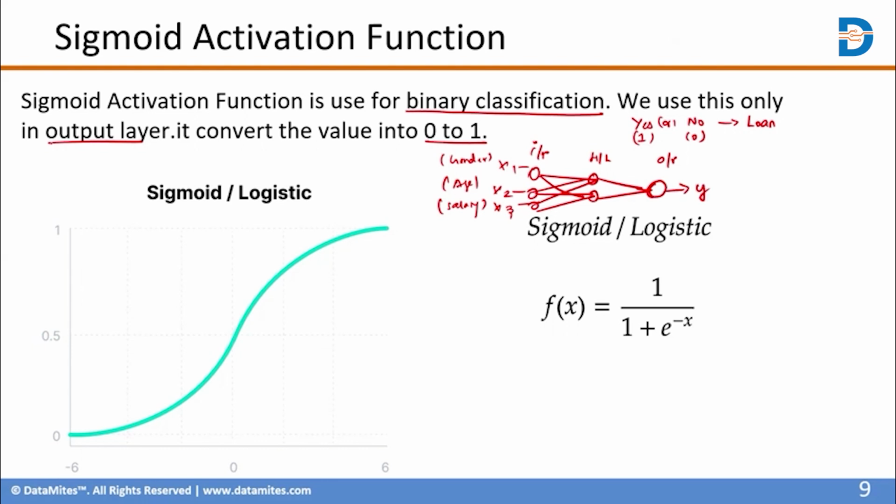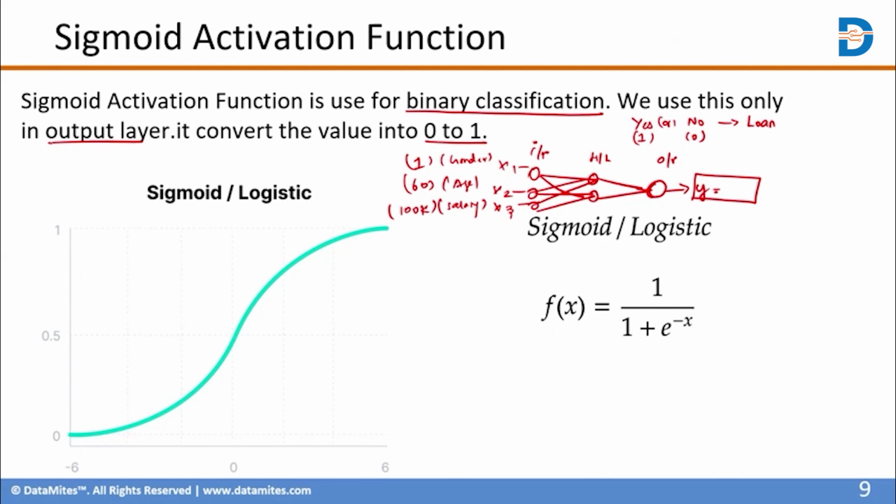Suppose gender is male, we are going to provide the value as 1, and age is 60, then salary is 100K. When we provide these, what happens? Finally, it will be summing them up and we'll get a value of y, right?